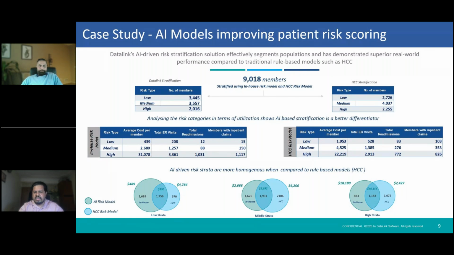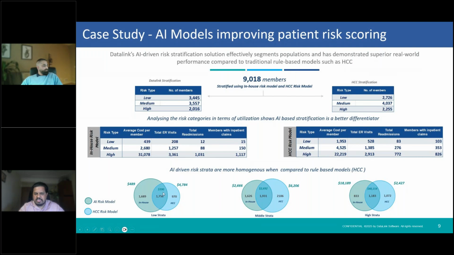Now the second parameter that we wanted to analyze was homogeneity within these categories. So let's consider the first Venn diagram, which is the low category, low strata. In this category, the HCC model categorized around 2,700 members, and the Datalink model categorized around 3,400 members. Both of these models agreed on 1,756 members, and these 1,756 members had an average cost of $390.